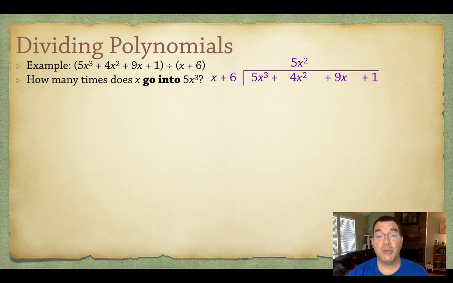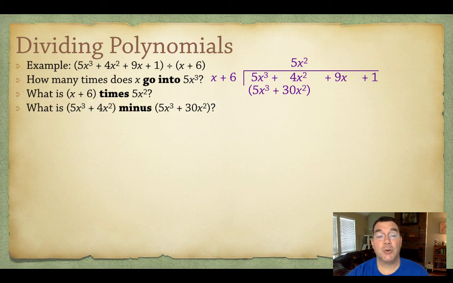And remember what I do once I write something above the line, I multiply it by whatever's on the outside. So I'm going to take that 5x^2 and I'm going to multiply it by the x and by the 6. And I'm going to write it underneath. Well, 5x^2 times x is 5x^3, and 5x^2 times 6 is 30x^2, and I write that underneath.